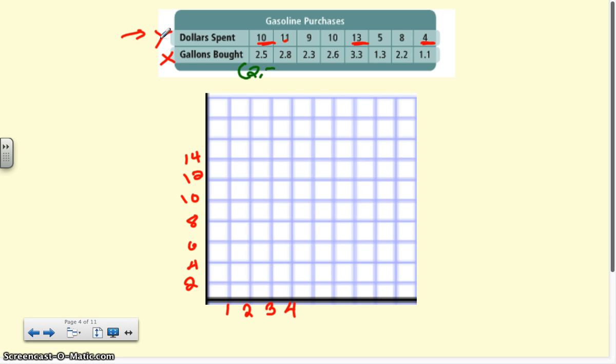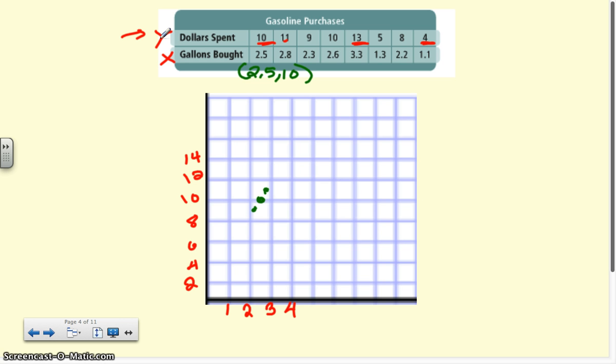This is the point 2, 5, 10, and then that would be 2.58 or 2.811, etc. So the first one, I get x is 2.5, that's right in the middle, and y is 10. So I would be about right there. The second, I'd be 2.8, so I'm a little closer to 3, and 11, so I'm right in the middle. 2.3, so I'm smaller than 2.5, and I'm at 9.